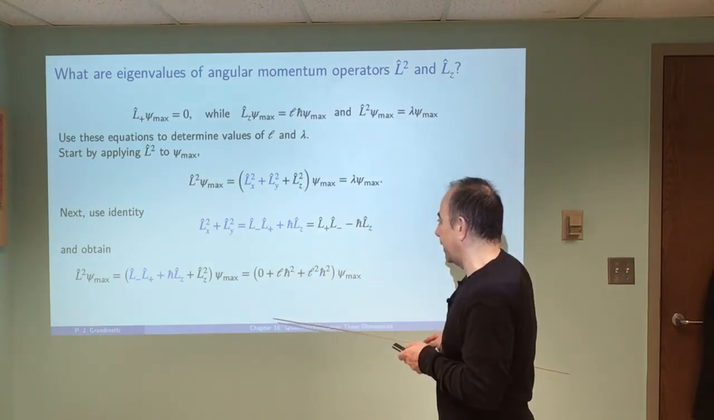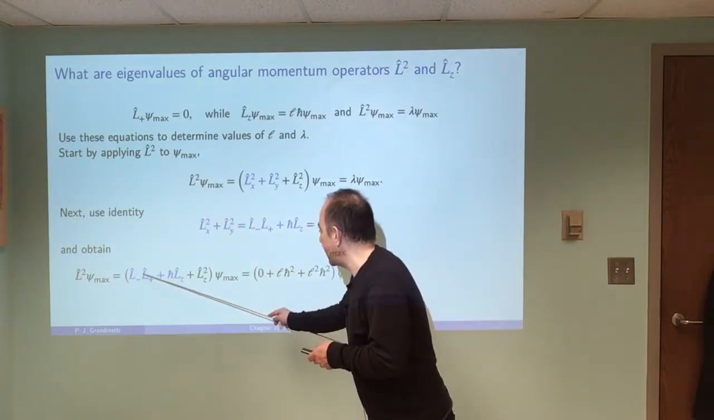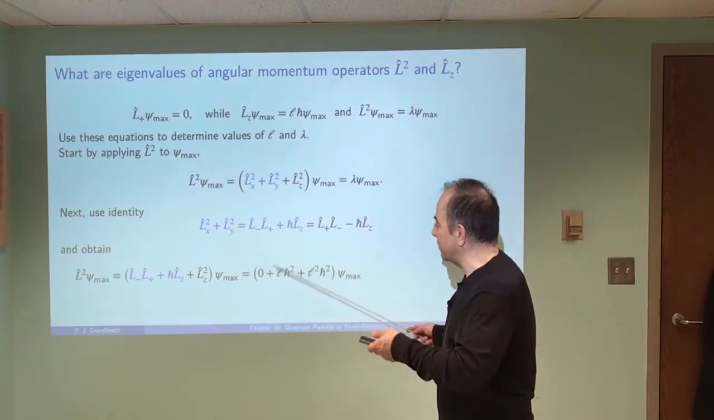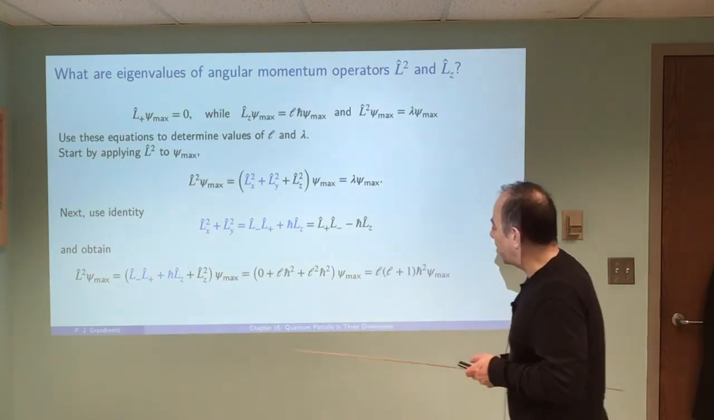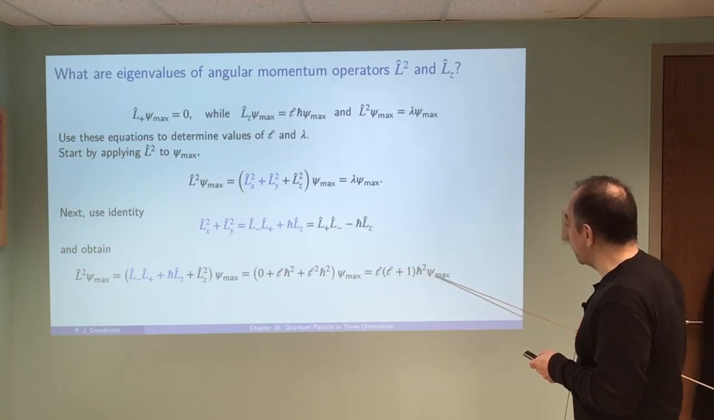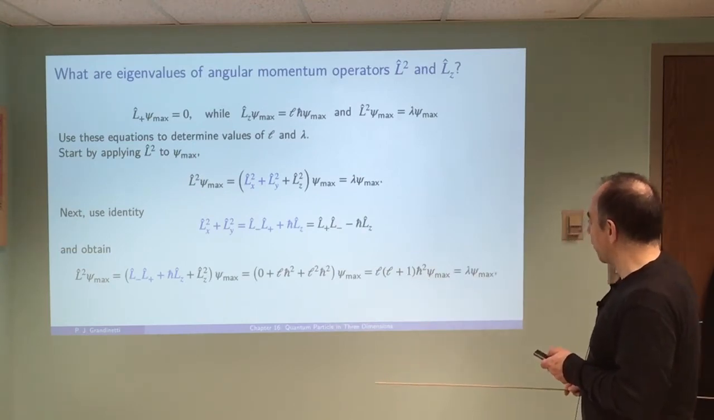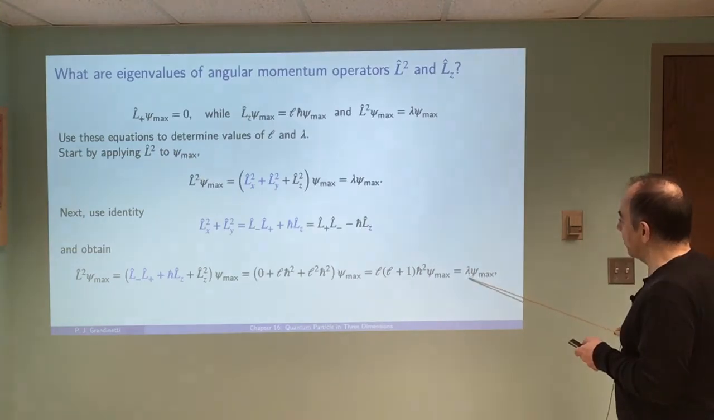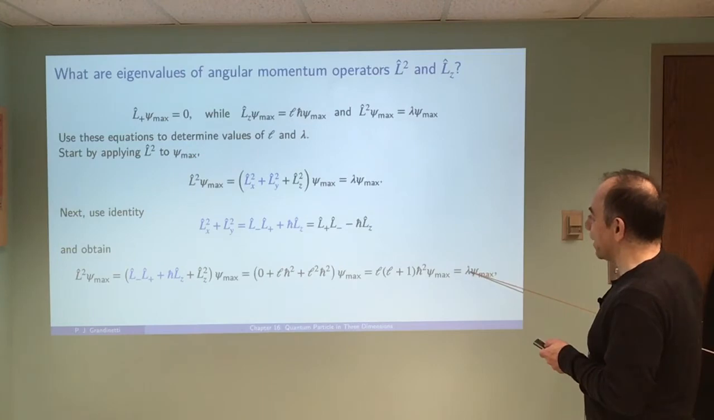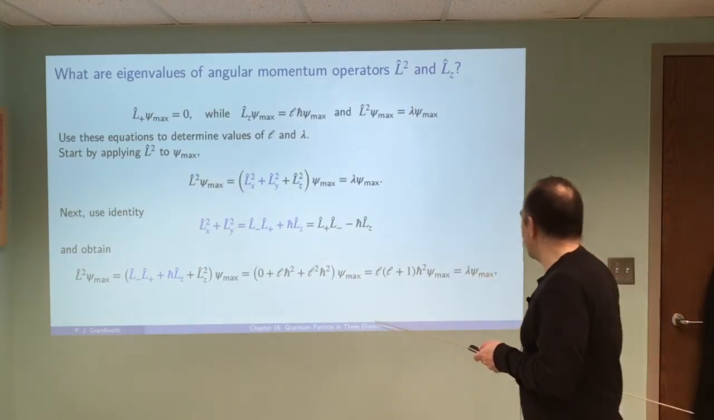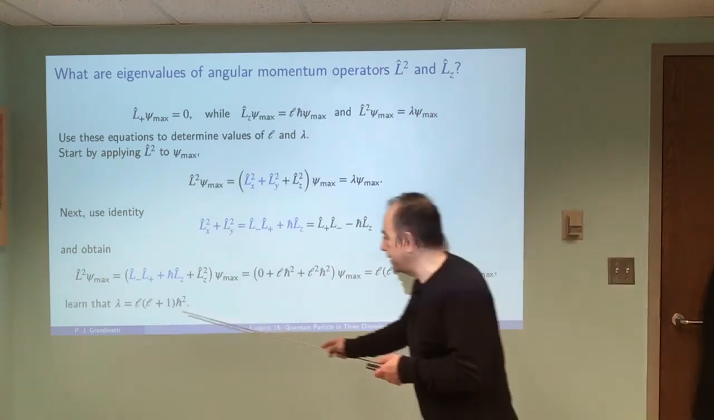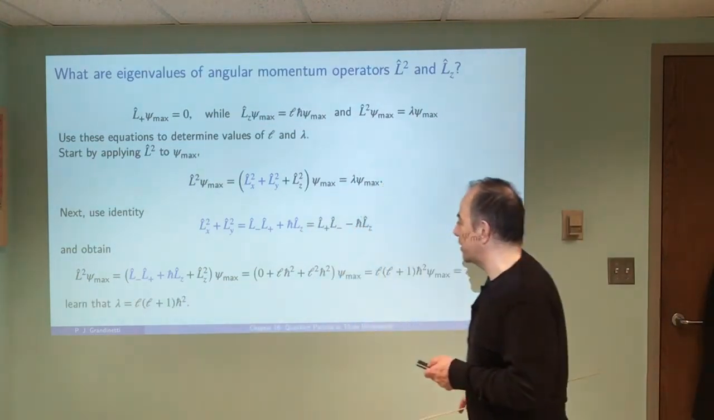Okay. And then when I do L plus L minus on psi max, well, L plus operates on psi max and it gives me 0, so I have nothing. So when I multiply this out, I get l times (l plus 1) times ħ squared times psi max. So that has got to be equal to lambda times psi max. So now I've identified the relationship between the eigenvalue of Lz and the eigenvalue of L squared. So now I see that lambda is equal to this expression here.